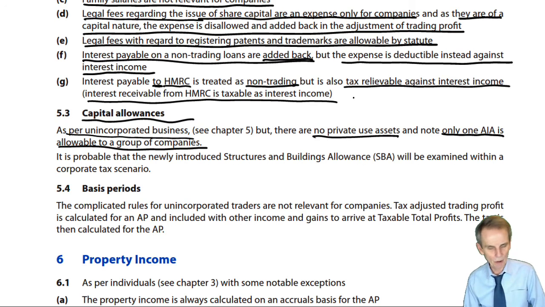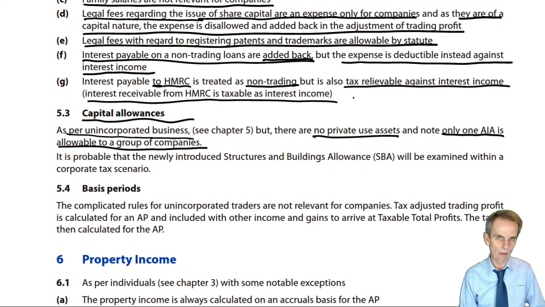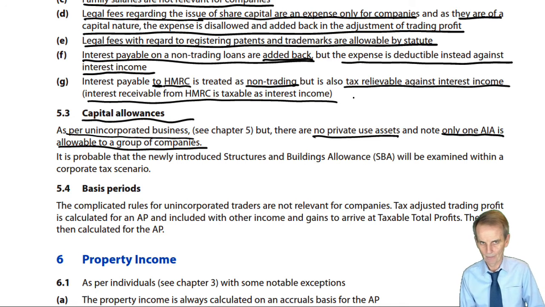So the vast majority of what we do in adjustment of profits is going to be the same as we dealt with for income tax. Again, what they often do is to put elements of private use by the owner of that particular company into the example to see whether you'll bite at that. Don't. We know there's no private use issues, not in adjustment of profits, not in capital allowances, when it comes to dealing with companies.